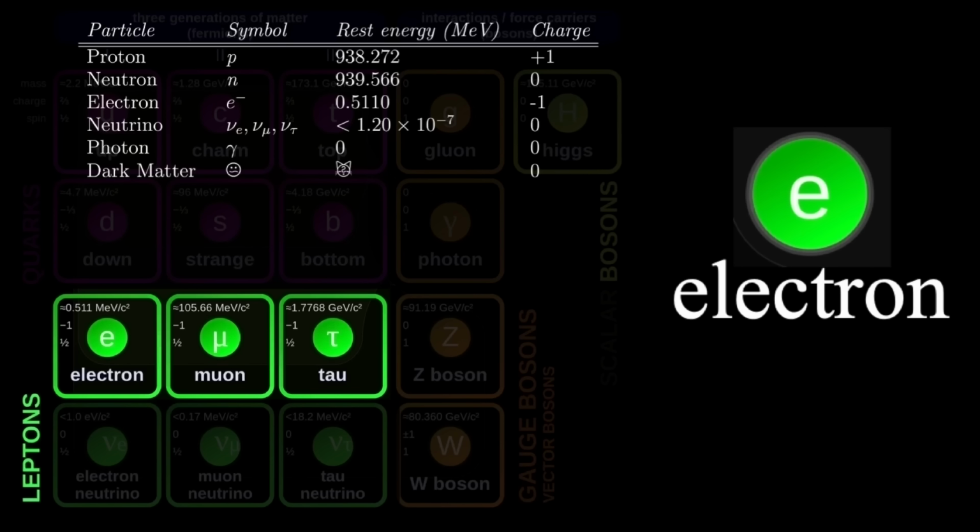Leptons are also part of the fermion group, and they're fundamental particles. There's also the muons and tau particles as well. And let's see what else we have.